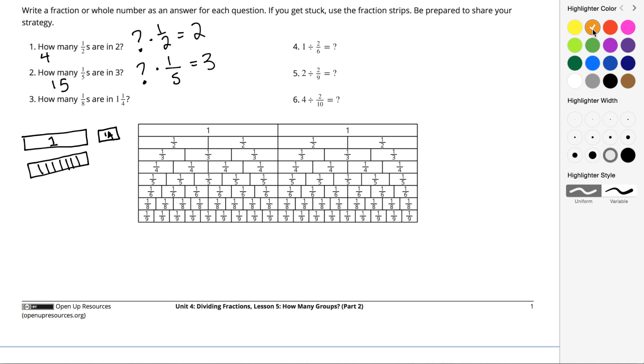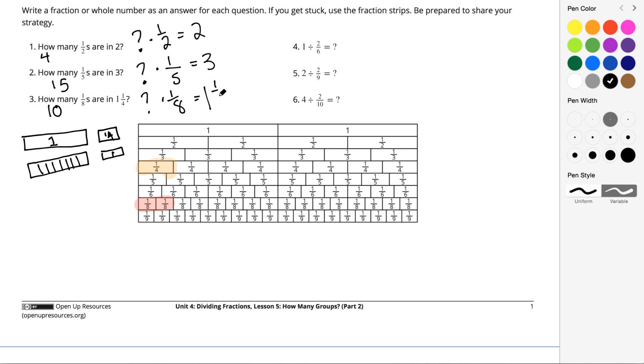Well, I can use my chart to help me see this. Here's a piece that's the size of a 4th. Here are my 1/8s. How many 1/8s fit into a 4th? Well, there were 2. So I had 8 here and 2 here, so there are 10 pieces the size of an eighth. So this was how many pieces the size of 1/8 was equal to a total of 1 1/4.